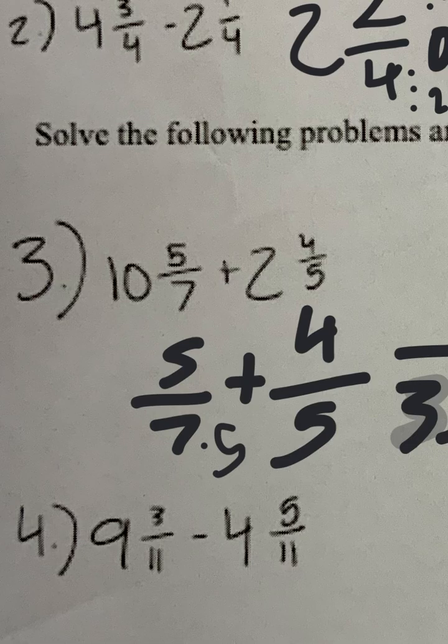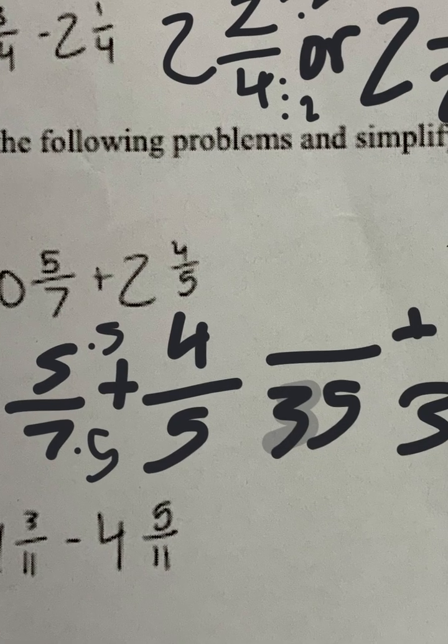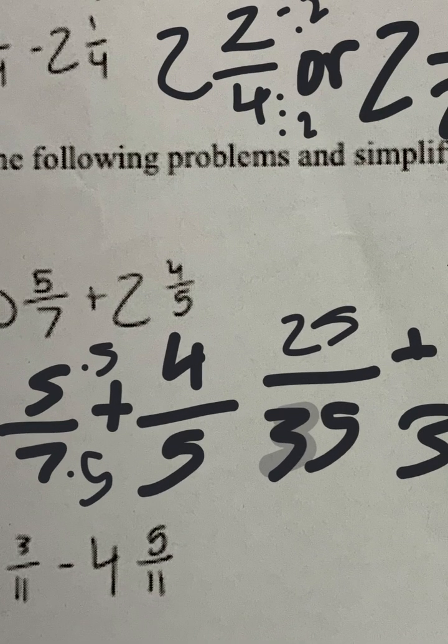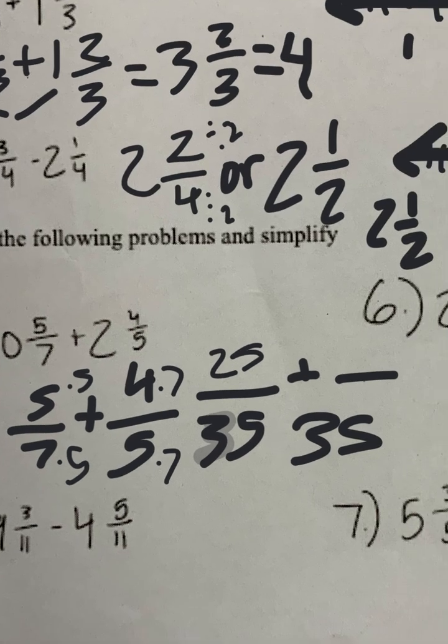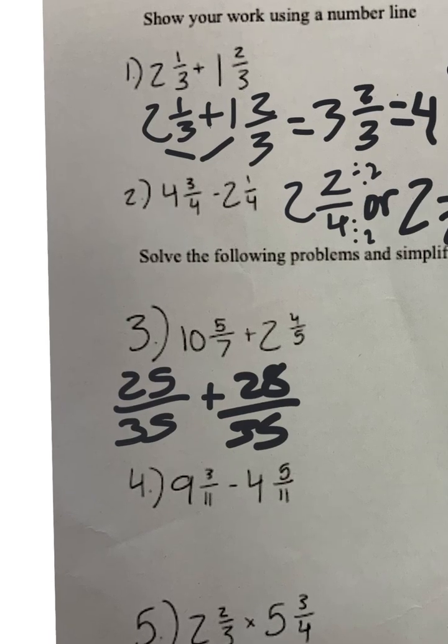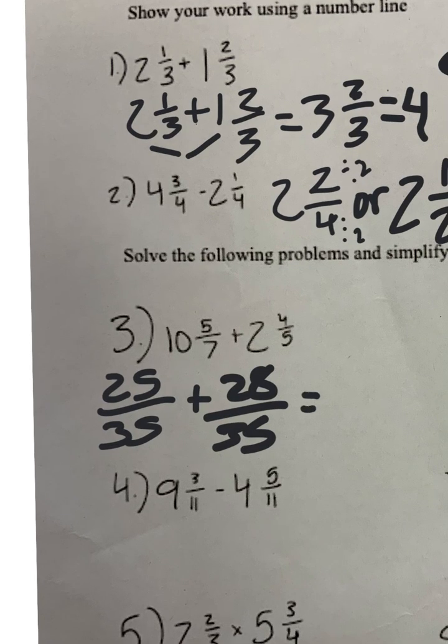Whatever you do to the bottom, you have to do to the top. So 5 times 5 is 25. And then 5 times 7 is 35. Whatever you do to the bottom, do to the top. 4 times 7 is 28. Now we have our common denominators, we can add.